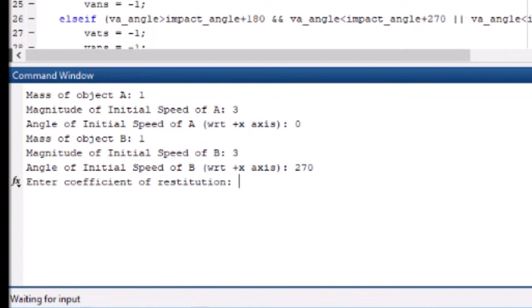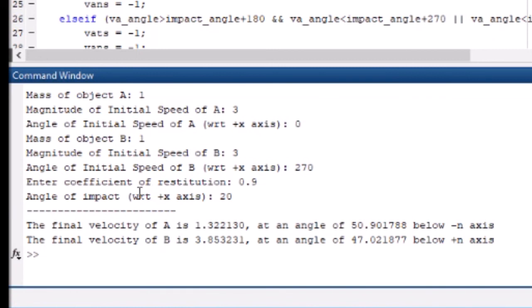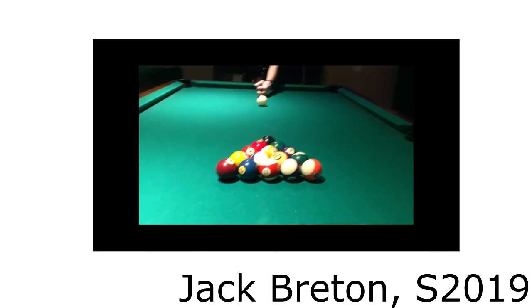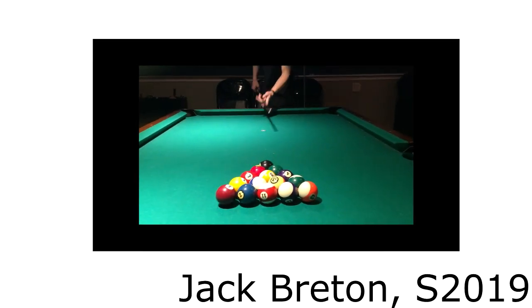The coefficient of restitution is given as 0.9, and the angle of impact is 20 degrees above the plus x axis. This will run some calculations, and it'll say the final velocity of A is 1.3 meters per second at an angle of 50.9 degrees below the minus n axis, and the final velocity of B is 3.85 at an angle of 47.2 below the plus n axis. So now you can find the plus n and plus t axes and figure out what these final velocities are in i and j based off of that. This will be in the description if you want to use it for anything.